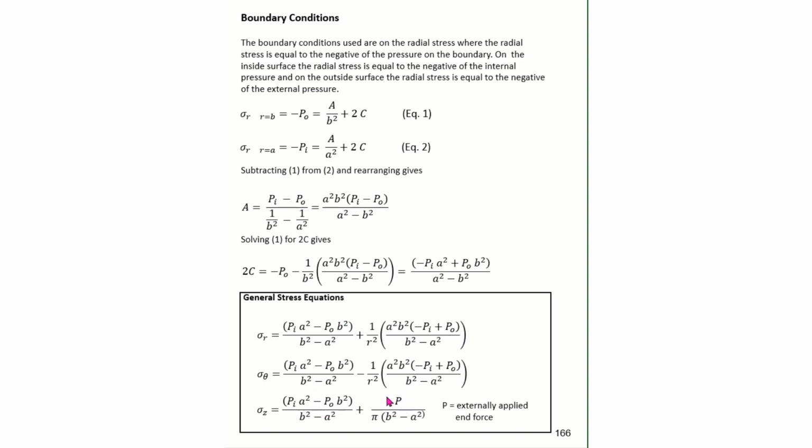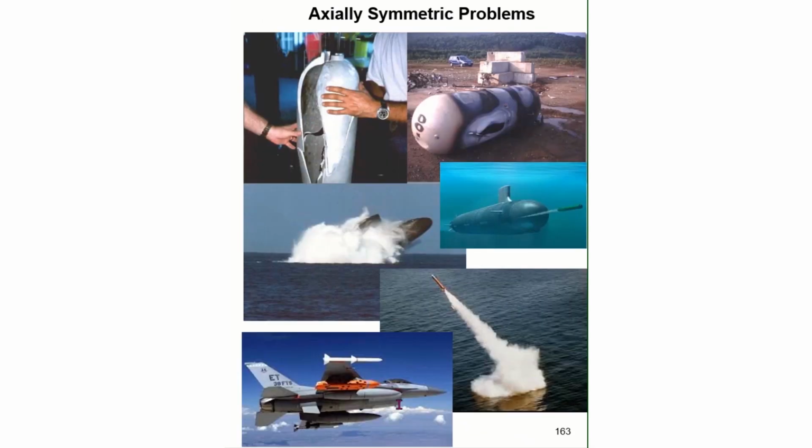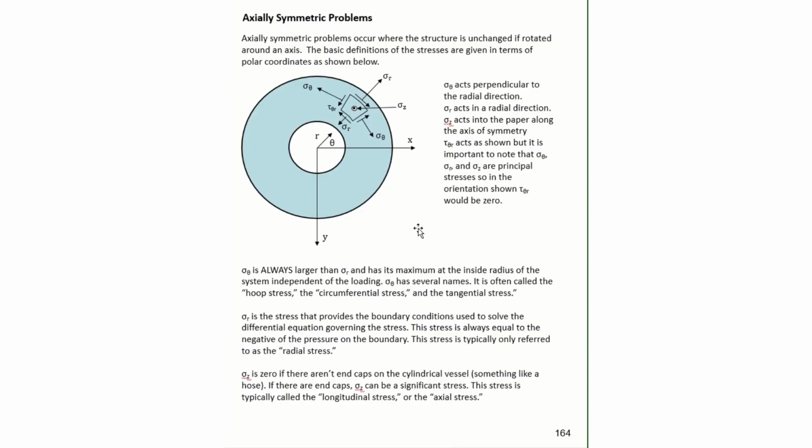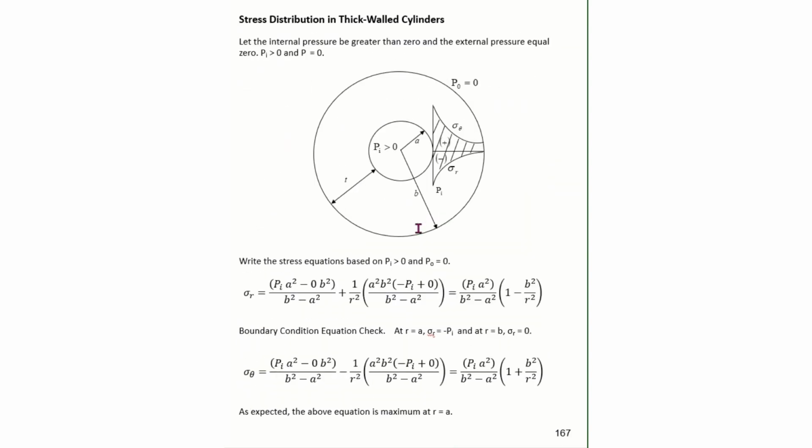But P without the subscript is commonly used, and it represents an externally applied force. So for example, if you had this cylinder and you had a hook on the end of this cylinder and you were pulling on that hook, that's what this P would be.